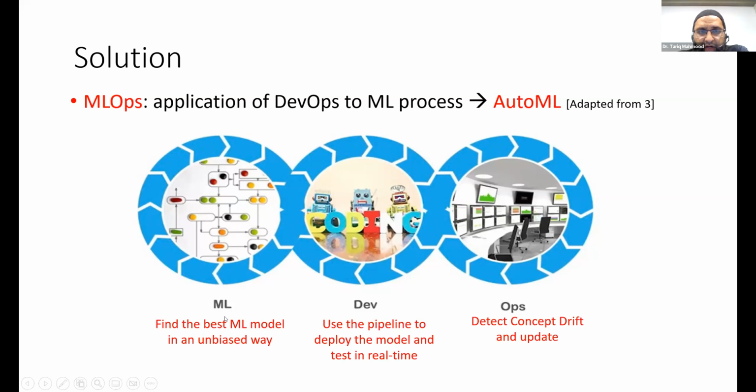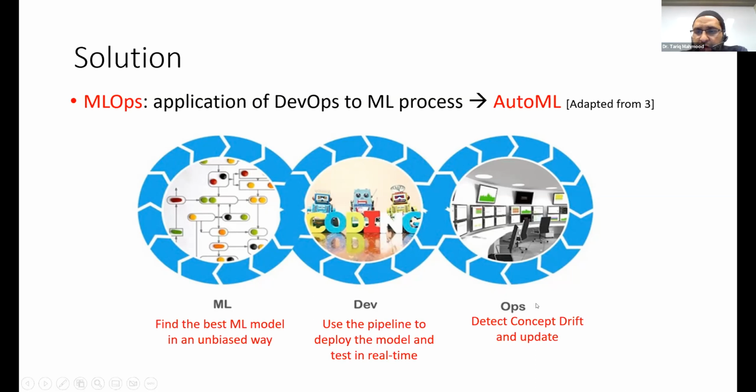So in the ML part, what I'm doing is that I want to find the best machine learning model in an unbiased way. So I will automate myself, whatever technology I want to discover. Then in the dev, I will look to deploy the model. So I need help from DevOps to help me deploy the model. So I will take the concepts from DevOps and I will deploy the machine learning model based on those concepts.